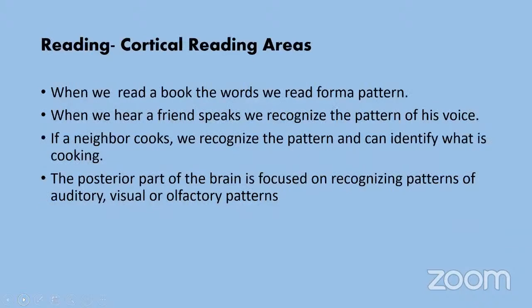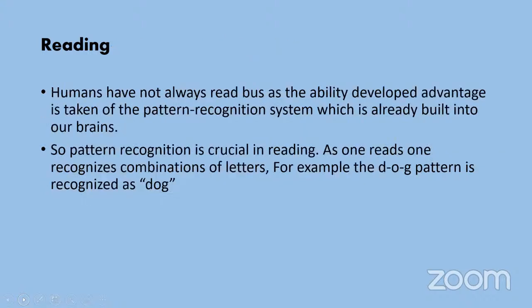What are the cortical reading areas? When we read a book, the words we read form a pattern. When we hear a friend speak, we recognize the pattern of his voice. If a neighbor cooks, we recognize the pattern and can identify what is being cooked. So the inference is the posterior part of the brain is focused on recognizing patterns of auditory, visual, or olfactory patterns. This is called posterior heteromodal association areas.